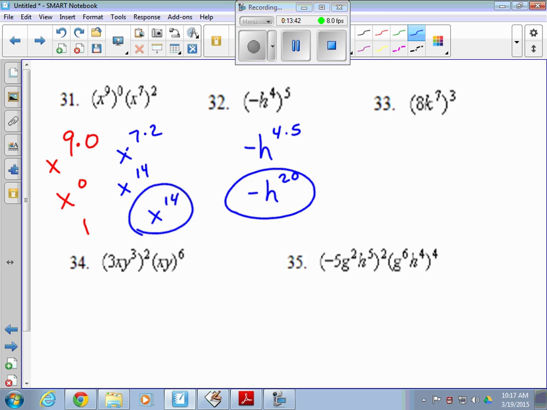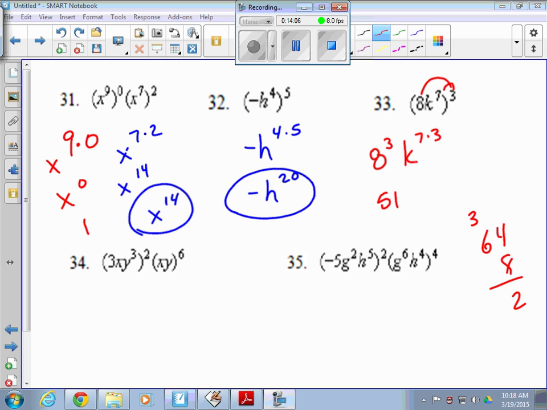8k to the 7th to the 3rd. Both terms get the 3rd power. 8 gets it, and k to the 7th gets it. 8 to the 3rd, 8 times 8 is 64. And 64 times 8 is going to be 512. That doesn't sound right. Yeah, 512. k to the 7 times 3, or k to the 21st power.